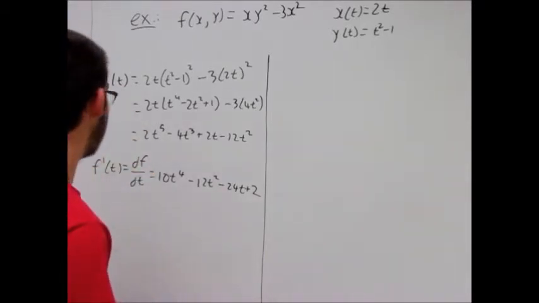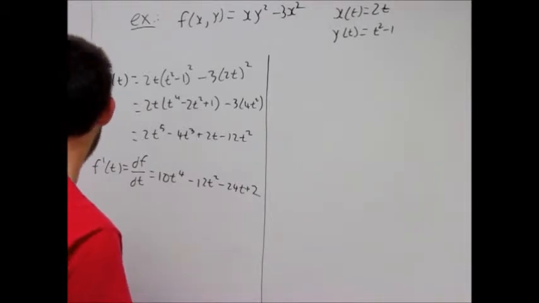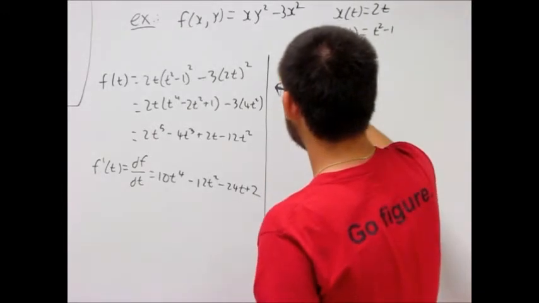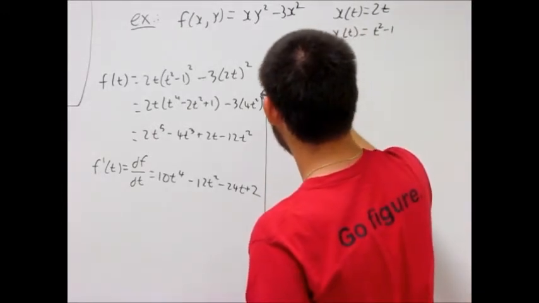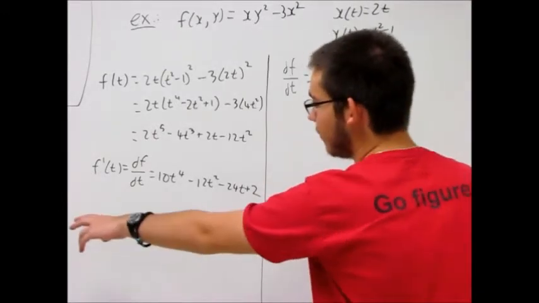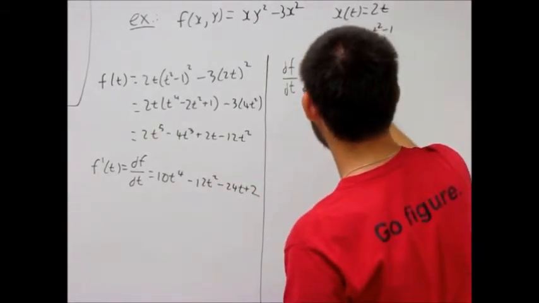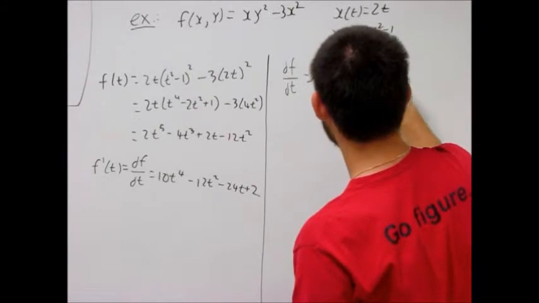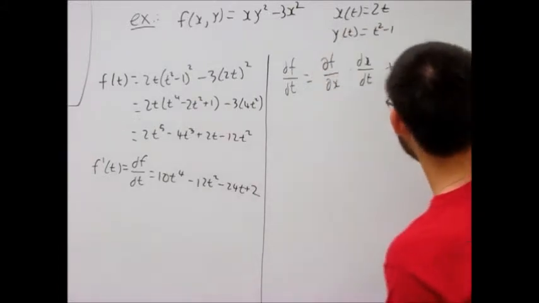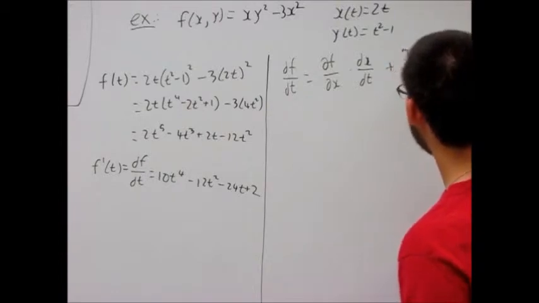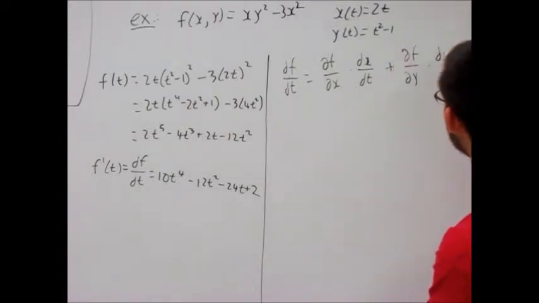And now we can calculate it using the chain rule that we have over here. So we directly proceed to this. Now we have this equation right here that we rewrite. So we have the partial with respect to x times the derivative of x with respect to t, plus the partial derivative with respect to y times the derivative with respect to t of y.